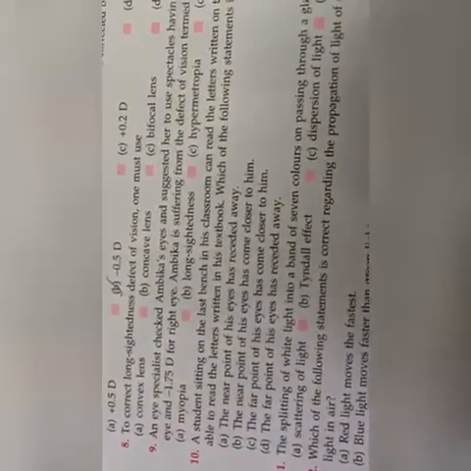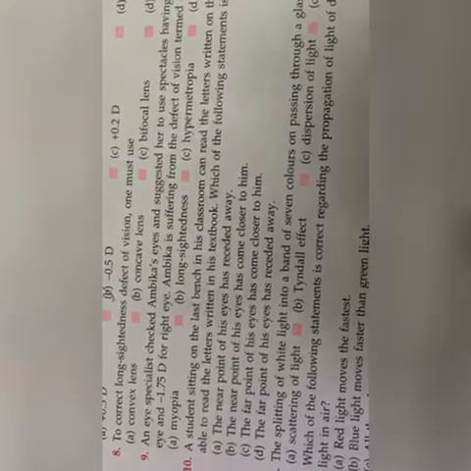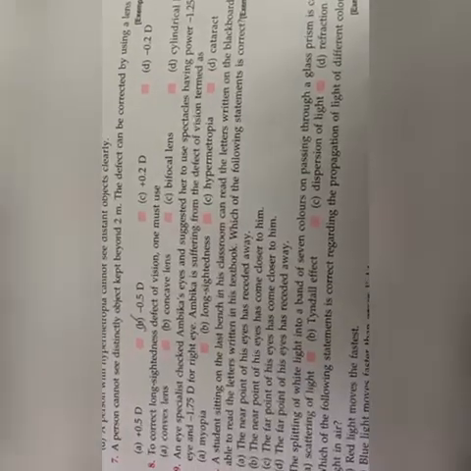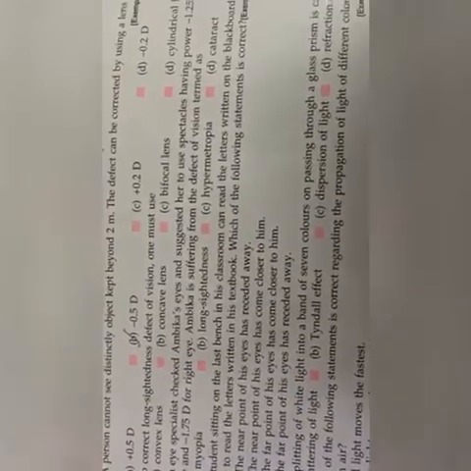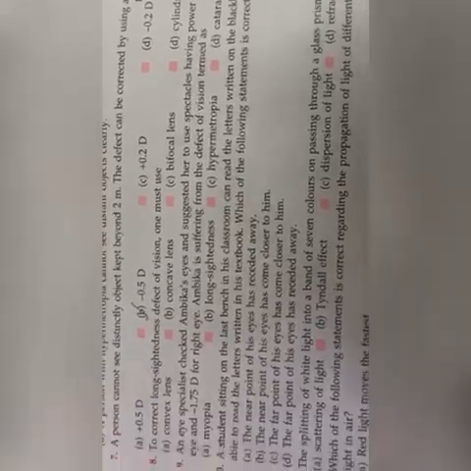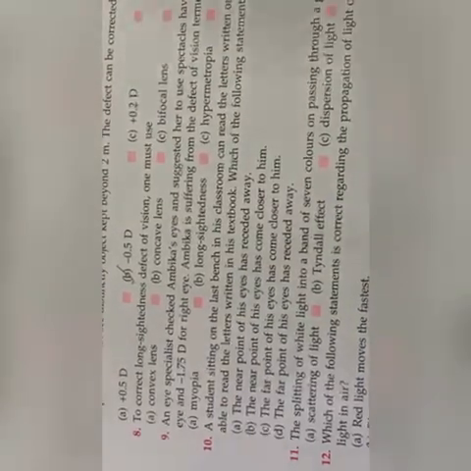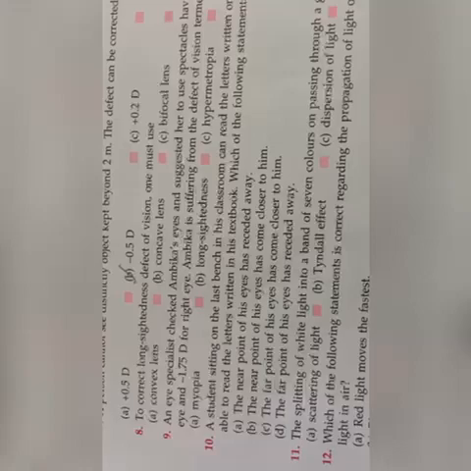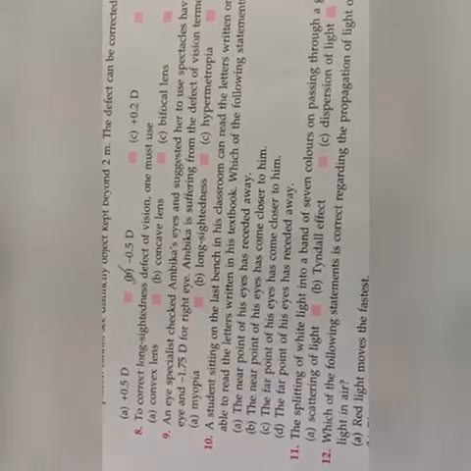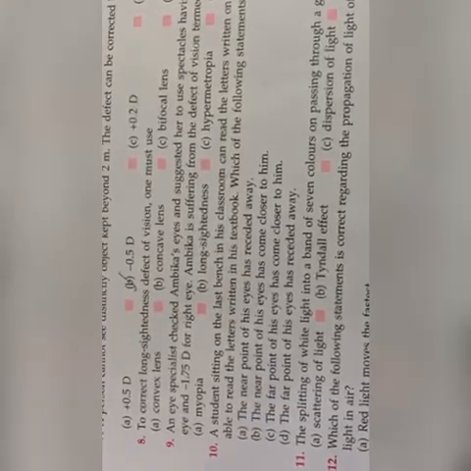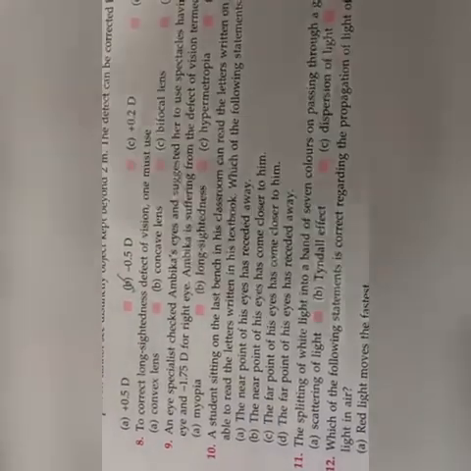Question number 10. A student sitting on the last bench in his classroom can read the letters written on the blackboard, but is not able to read the letters written in his textbook. So, which of the following statements is correct? So what does this mean? The student cannot read what is written in the book, but can read what is written on the board, so it means myopic vision is correct, hypermetropia problem is there. So the near point of the eye has receded away will be the correct option. A option is the correct one.